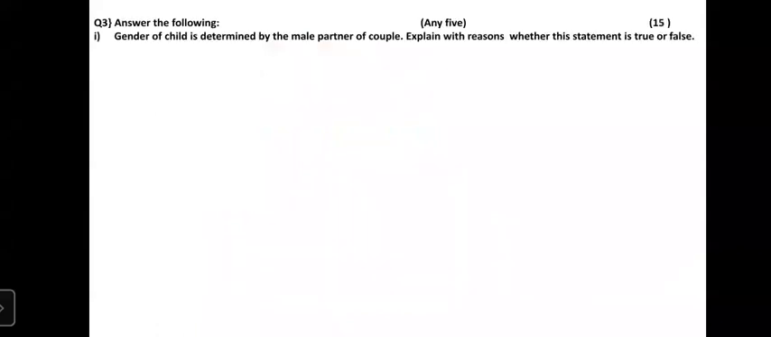Moving on, question number 3. Again here 3 mark questions are there. Answer the following. Okay. 7 to 8 questions are asked and you have to attempt any 5, which is for 15 marks. So each question carries 3 marks. Now let us begin with the question number 3.